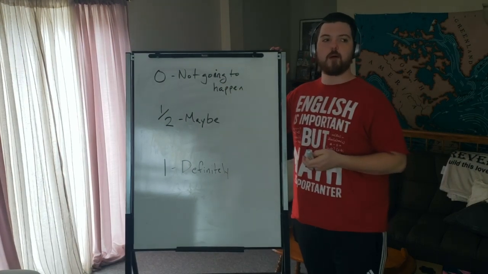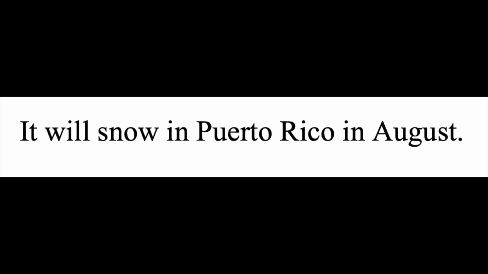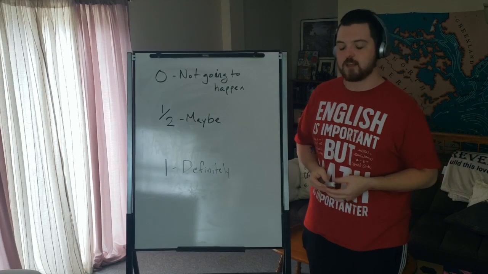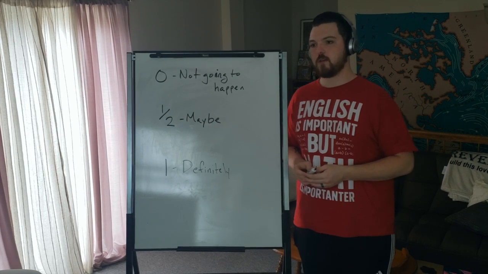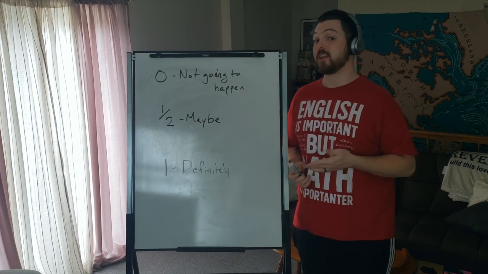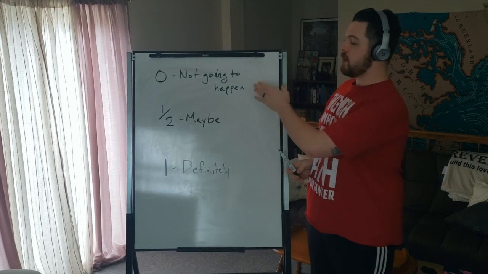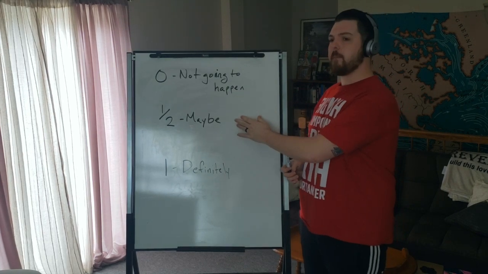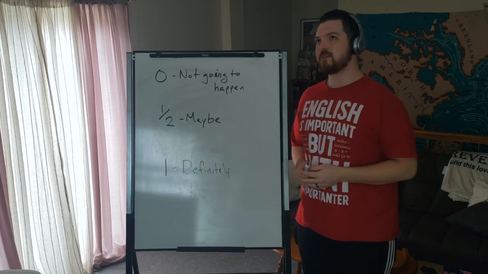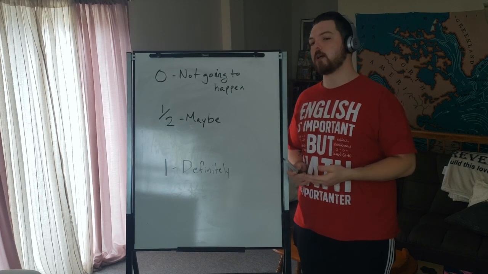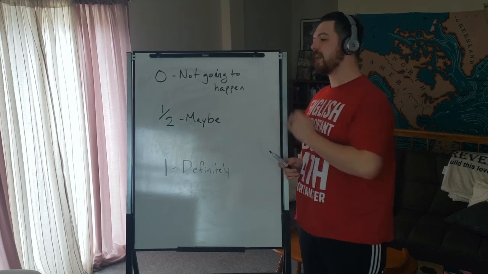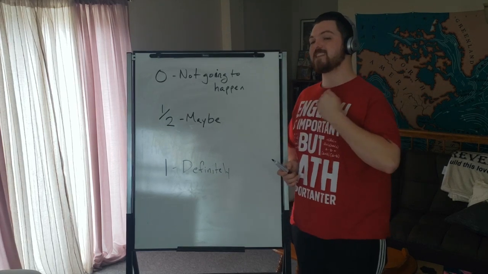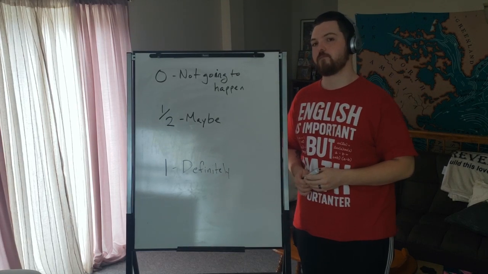The first problem I want us to practice with is this one. It will snow in Puerto Rico in August. This is really just using your logic skills. If I'm talking about it snowing on an island in the middle of the summer, is that not going to happen, might happen, or definitely will happen? So now we're talking about it snowing on an island in the middle of August, close to the equator. That's not going to happen, so you would select 0. It's not going to happen 0% of the time.